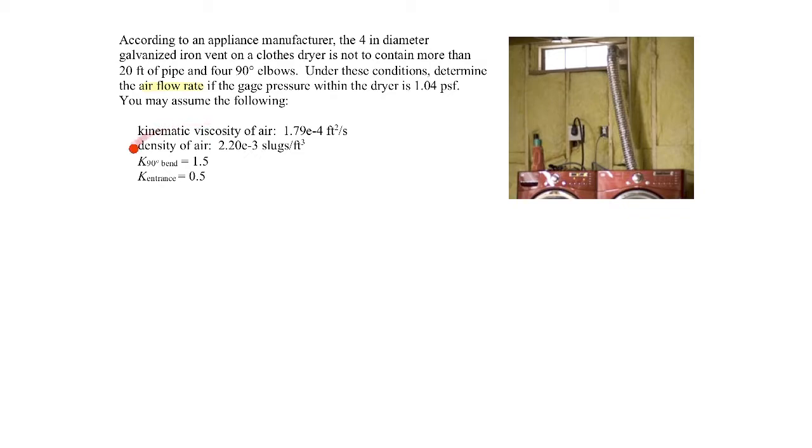And then we're also given some information about the air properties and the loss coefficients. So let's go ahead and analyze this. This will be a type 2 pipe system problem because we're trying to find the air flow rate. So we don't know the air velocity in this pipe, and because we don't know that, we don't know the Reynolds number, so we can't find the friction factor easily. So we're probably going to have to do some iteration in this problem.